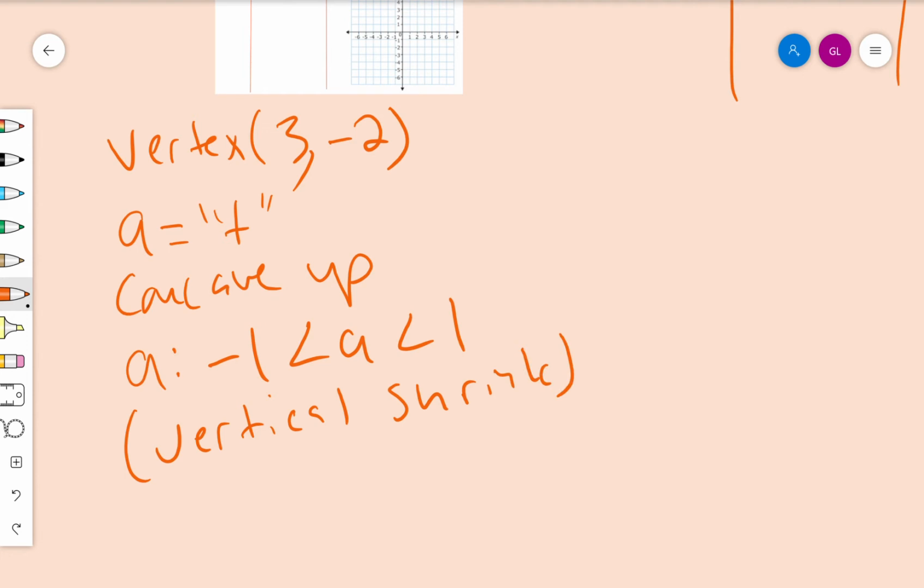Our y values are going to be much smaller now, because we're going to multiply that parentheses, the (x minus h) squared, times a fraction. It's going to make that value much smaller than what it could be, so it's going to shrink down our y values. So we know that it's going to be concave up.